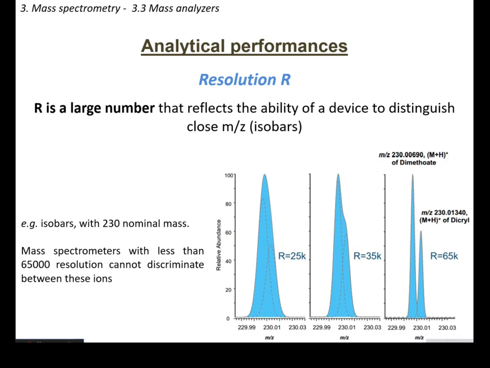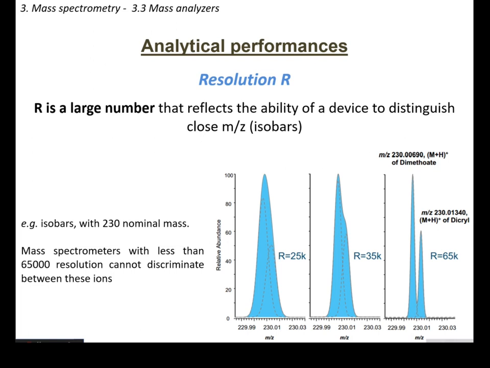And it reflects, of course, the device's ability to distinguish close mass over charge molecules. We call them isobars. Isomers are molecules with exactly the same raw formula and thus exactly the same mass. Isobars are molecules with the same nominal mass, but they are sufficiently different so that they don't have the same exact mass.